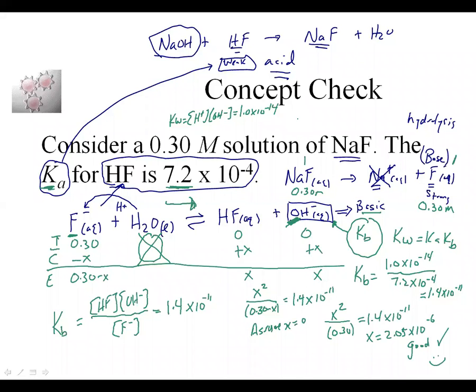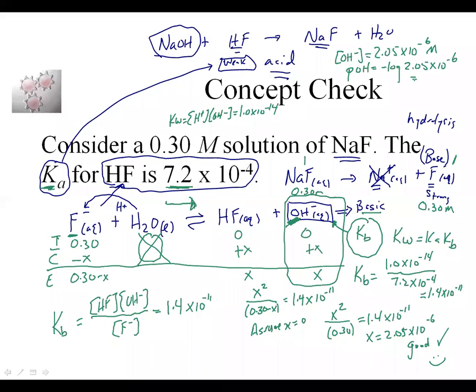Okay, so we're not done with the problem, right? That X value is not the answer. It is actually the OH minus concentration. So in this case, our OH minus concentration would equal 2.05 times 10 to the minus 6. That again will not get us the pH though. That's going to get us the pOH. So we want to get our pOH first. And if we do that, we get something like 5.69.